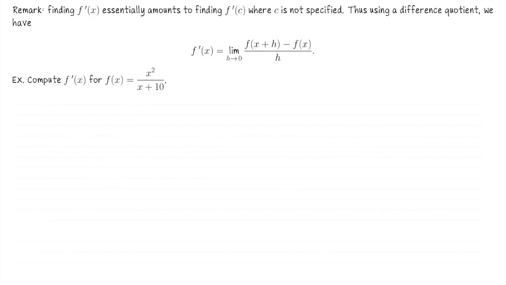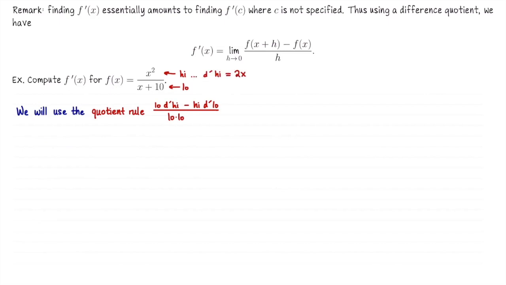Suppose f of x is the rational function x squared divided by x plus 10. We could set up a difference quotient for this, but I'm going to compute the derivative using the quotient rule. The quotient rule is low d high minus high d low over low low. So here, high is the numerator, x squared. Low is the denominator, x plus 10. D high is 2x. So that's d high is the derivative of the numerator, whereas d low is 1.